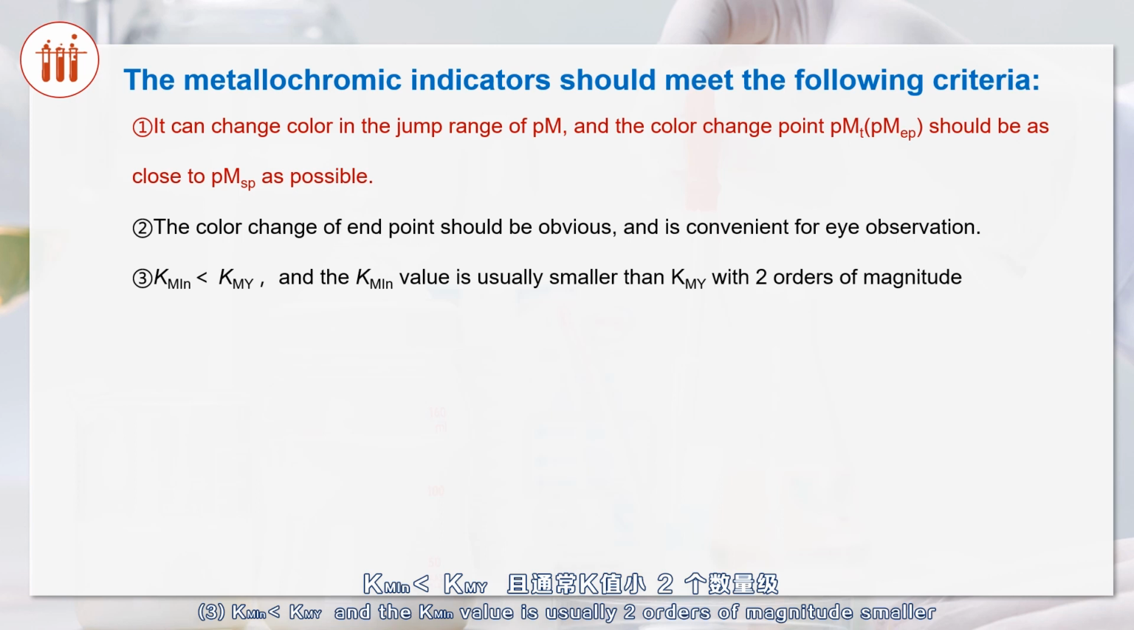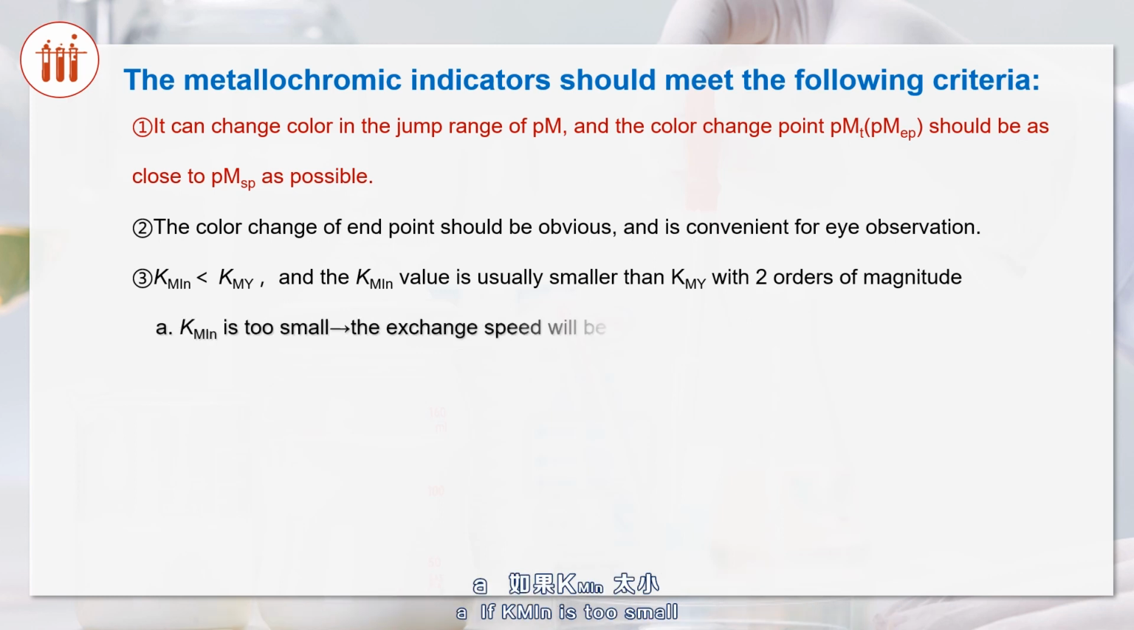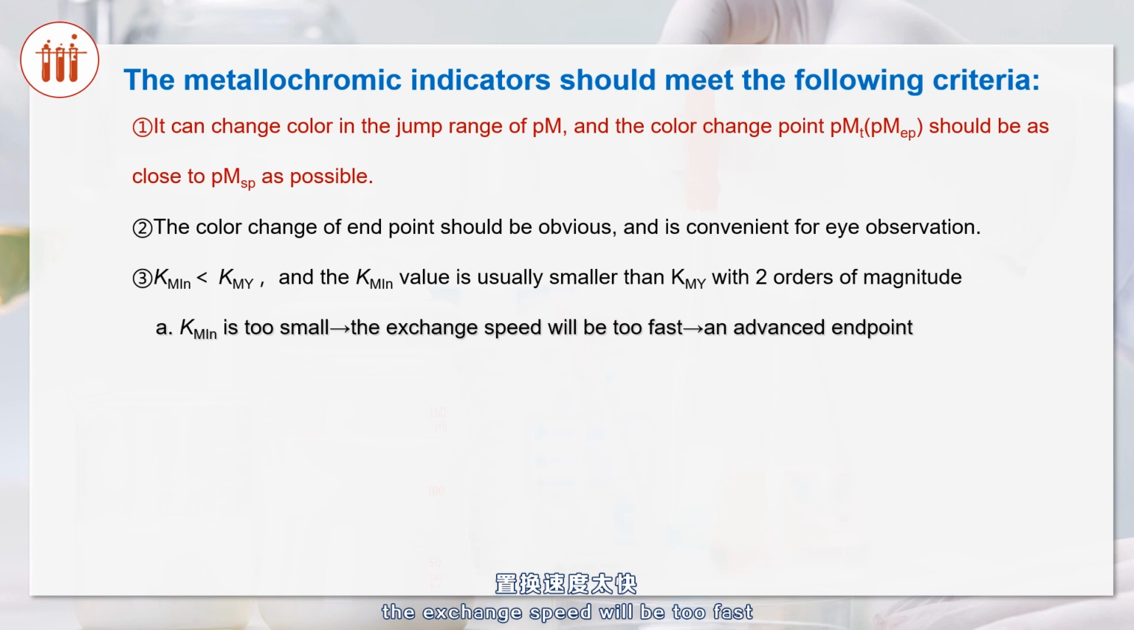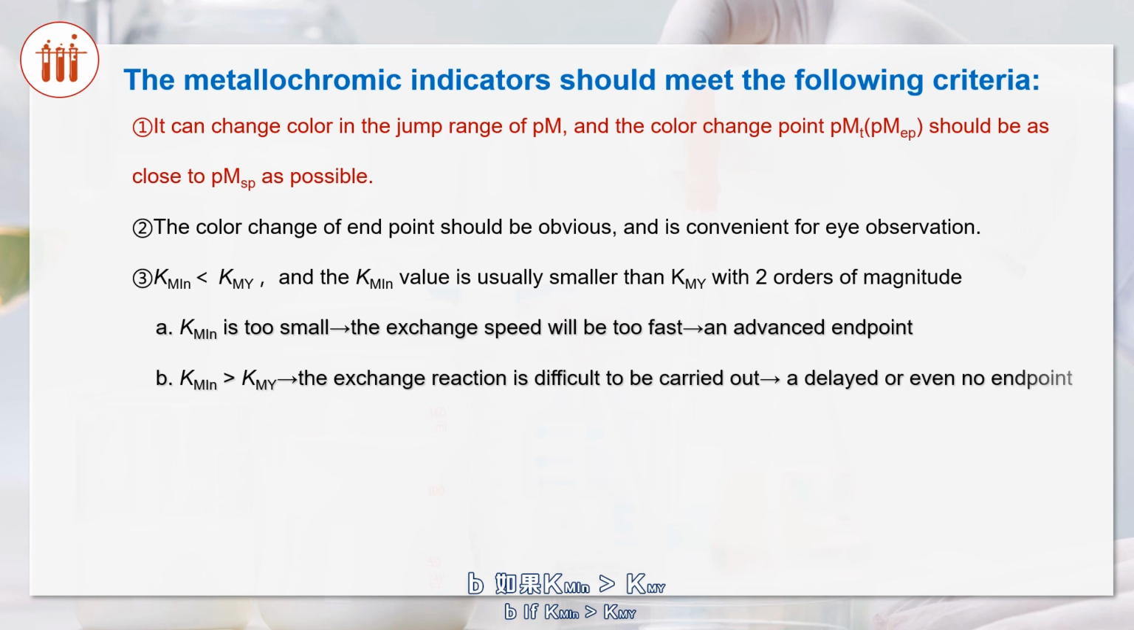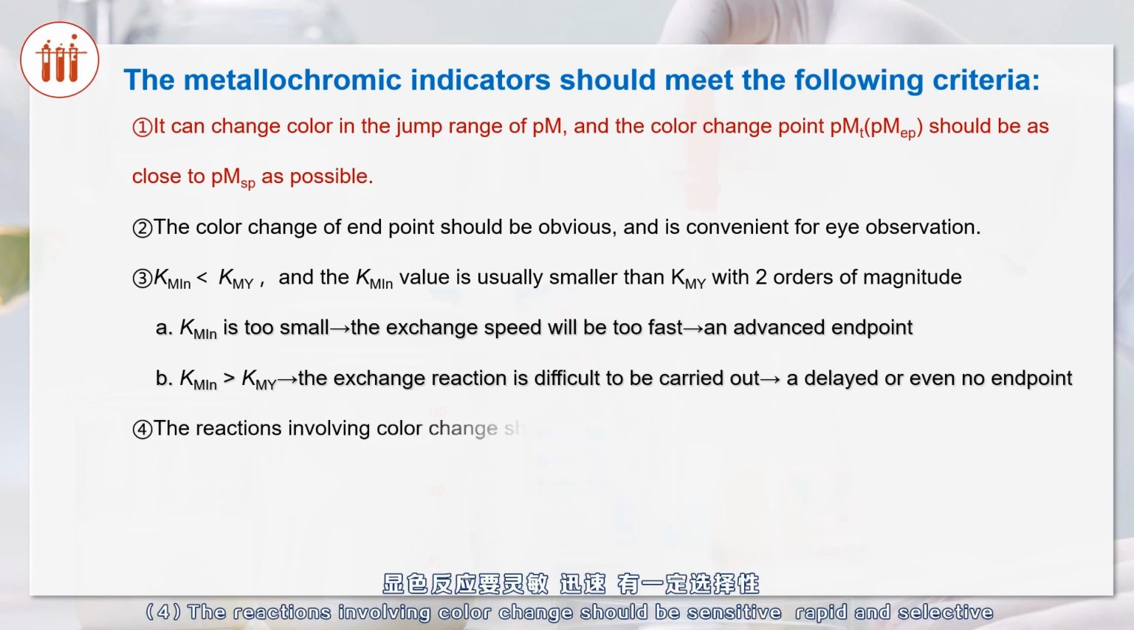KMIn should be less than KMY, and the KMIn value is usually 2 orders of magnitude smaller. If KMIn is too small, the exchange speed will be too fast, leading to an advanced endpoint. If KMIn is more than KMY, the exchange reaction is difficult to carry out, causing a delay or even no endpoint. The reactions involving color change should be sensitive, rapid, and selective.